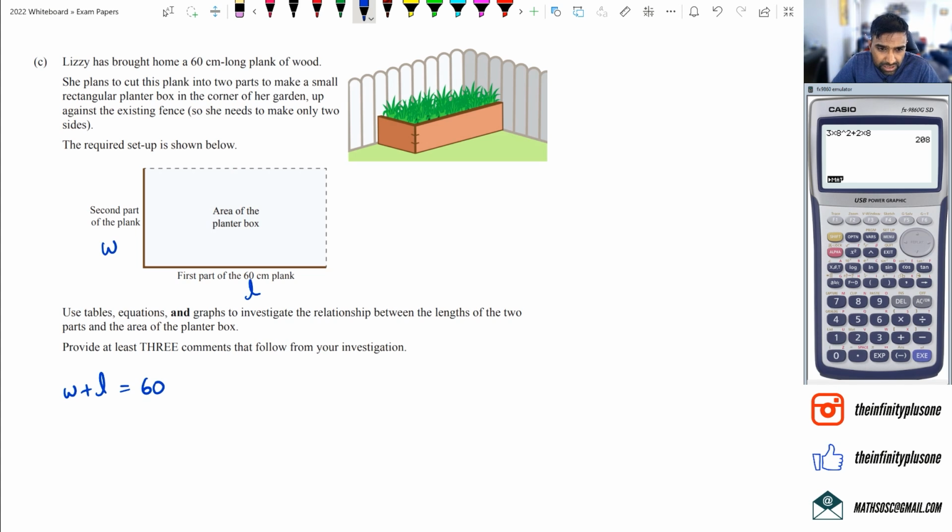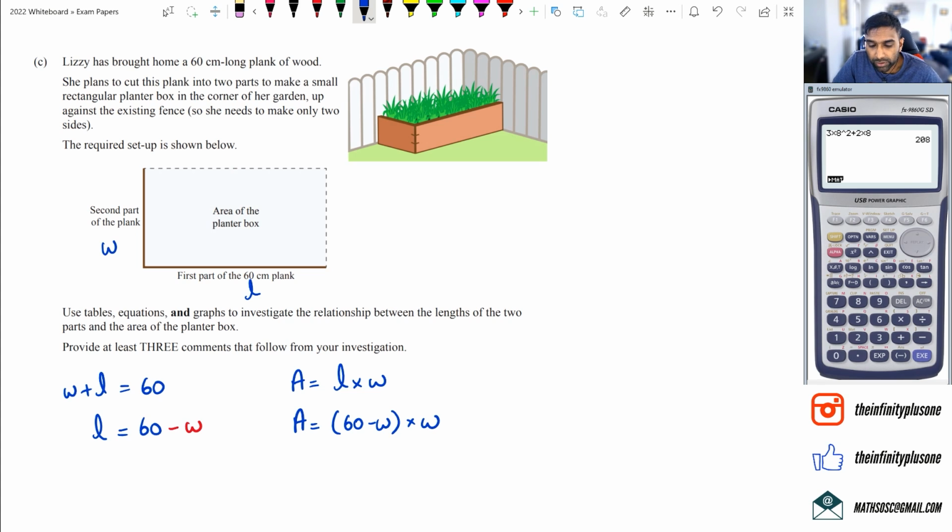Now the question's actually asking us to investigate the relationship between the length of the two parts and the area. So we need to work out what the area is. So area is length times width. But we know that length is actually 60 take away the width. So we can rewrite this as area is equal to, I want to replace length, right? 60 minus W multiplied by W. So that is pretty much the equation.